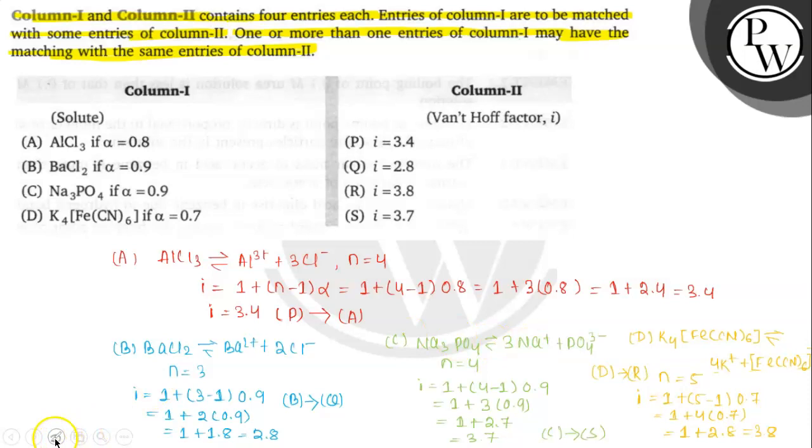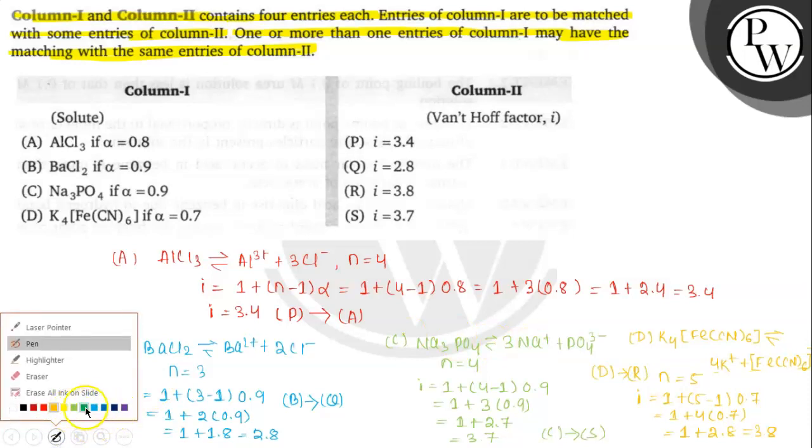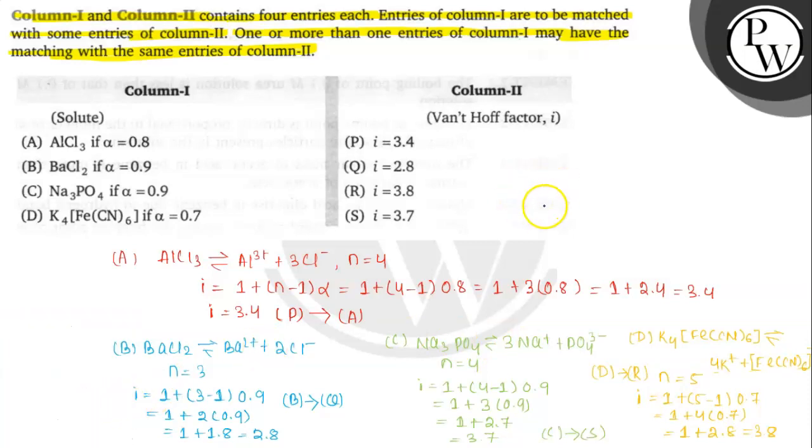So now we have all the combinations. A is matched with P, B matched with Q, C matched with S, and D matched with R. So these are the matched column 1 with column 2.